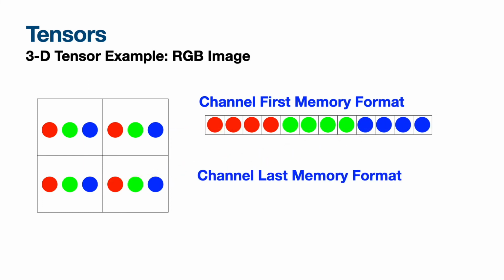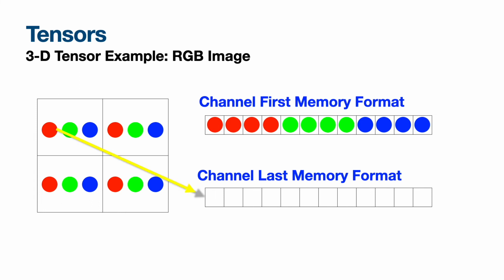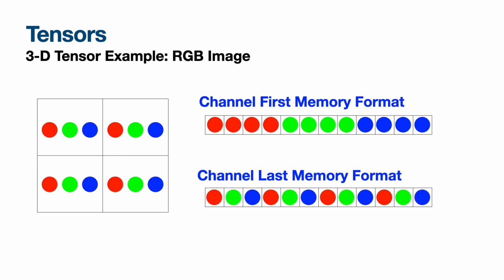Whereas, in channel last memory format, color intensity values for each pixel are stored together. Therefore, we can access each pixel and its color intensity values sequentially in memory. So, color intensity values are laid out for the first pixel first. Then, the second pixel. The third pixel. Finally, the fourth pixel.